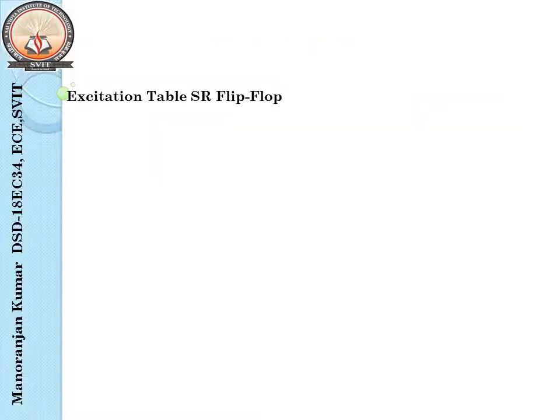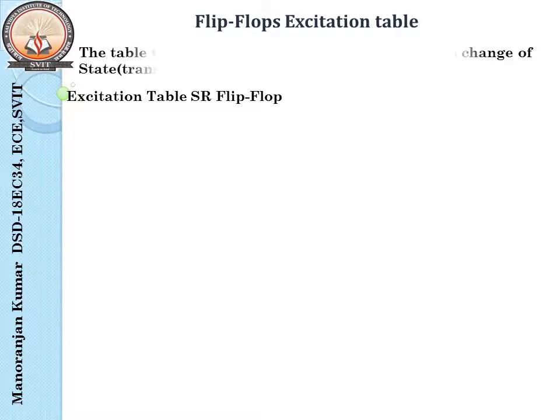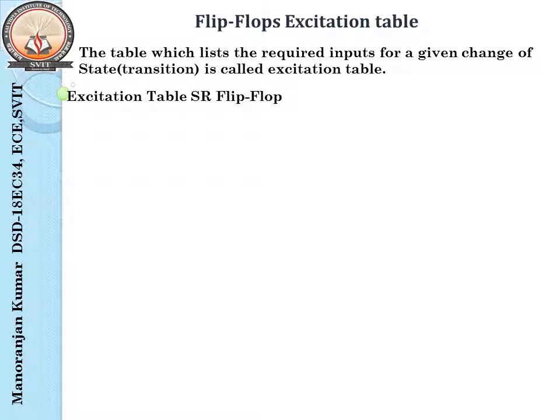After this, the excitation table of all the 4 flip-flops. We'll take them one by one. The excitation table will give you a relationship between your outputs and inputs. When we were discussing flip-flops, we used to write output from input. In this case we'll write the input from the output. The definition: the table which lists the required input for a given change of state is called an excitation table. Here the output will be given to you, and you have to find the input. So we'll take one by one.